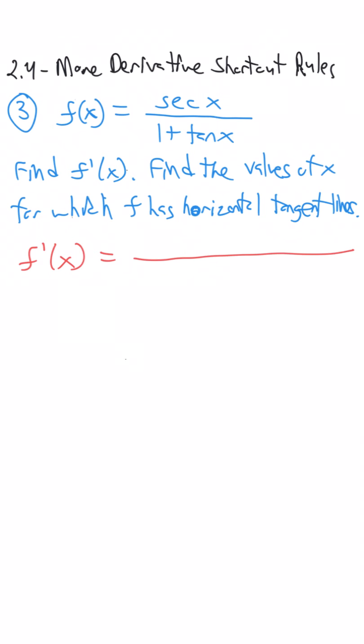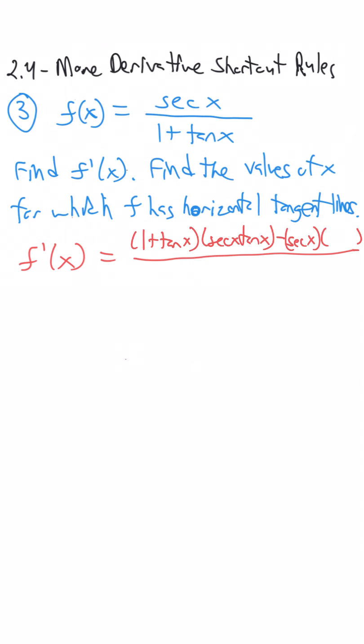Low means the bottom function, 1 plus tangent of x. D high means the derivative of the numerator. What was the derivative of secant of x? Secant x tangent of x, this shortcut rule from today, minus low d high minus high, that's the top function, secant of x, times the low d low, derivative of the bottom.